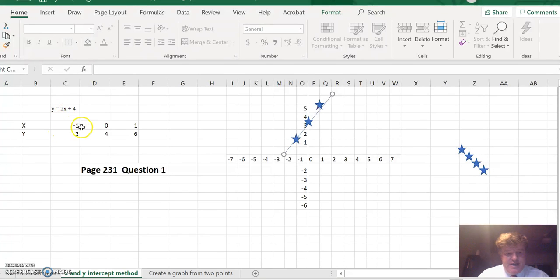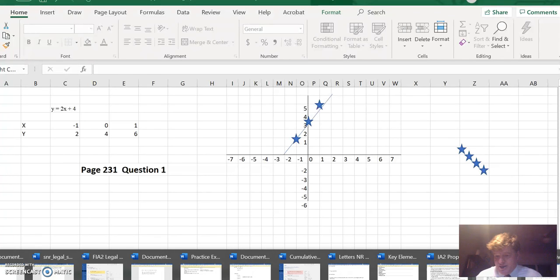We used the x values -1, 0, 1. We substitute into that equation, and that gave us these points: x equals -1, y equals 2. X equals 0, y equals 4. And x equals 1, y equals 6. So that's our first sum done. Let's have a look then at the second one.